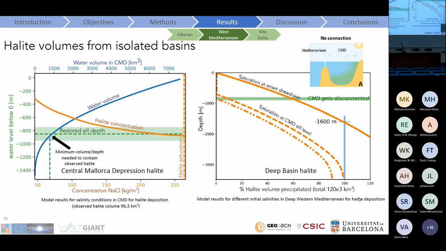But in contrast, when we look at the deep Mediterranean basin or the deep Western basin, here we see the percentage of halite that would have been formed when we start the drawdown at different initial salinities.